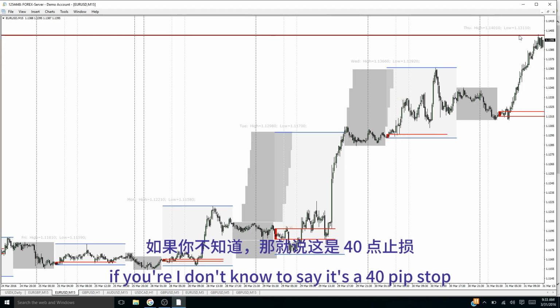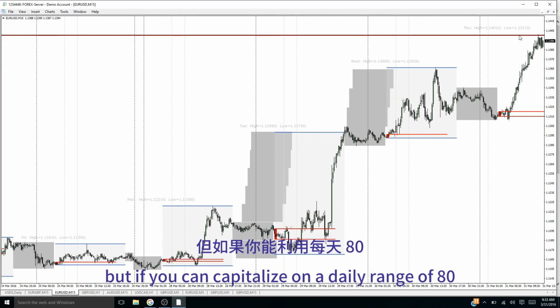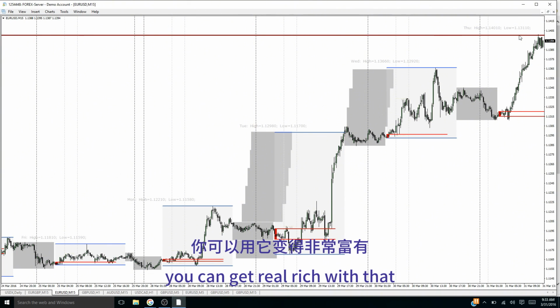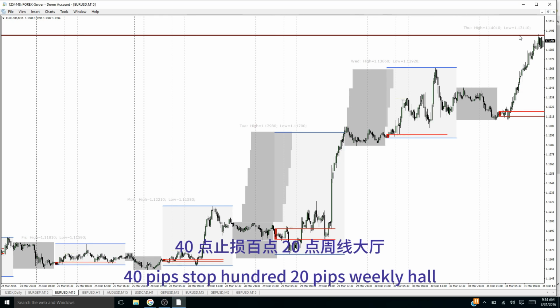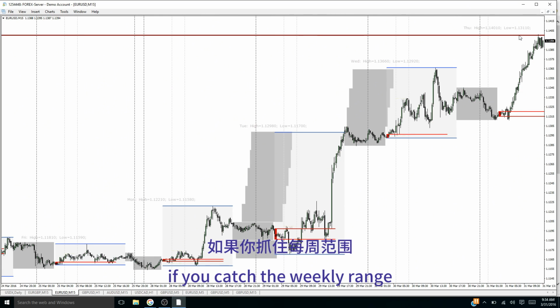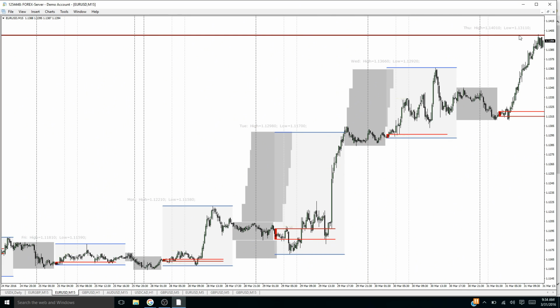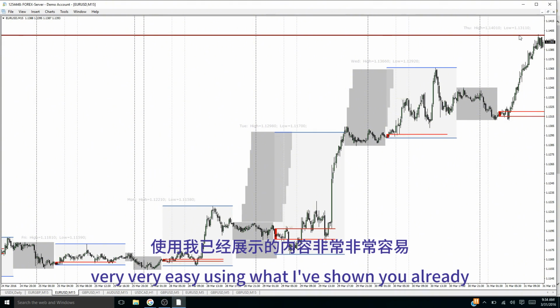If you're, I don't know, just say it's a 40 pip stop, not even 30, say it's 40. But if you can capitalize on a daily range of 80, you're 2 to 1. You can get real rich with that. And if you do one shot, one kill, 40 pip stop, 120 pips weekly haul, if you catch a weekly range, 120 pips is not hard to make. It's not hard. You can do 400 to 600 pips every single month. Very, very easy using what I've shown you already.